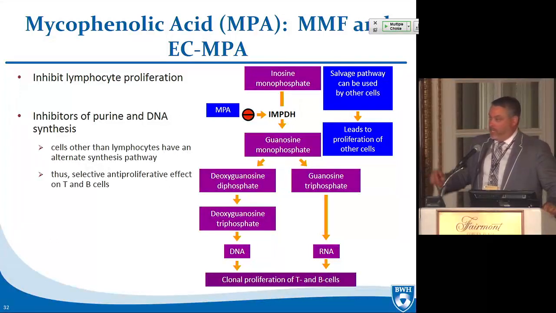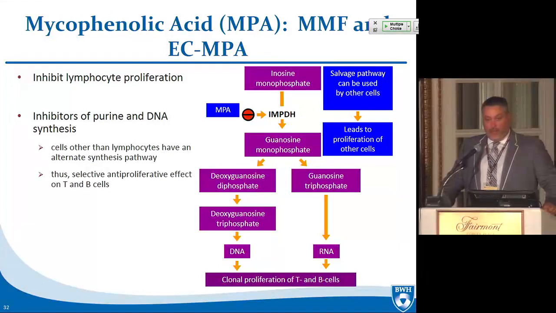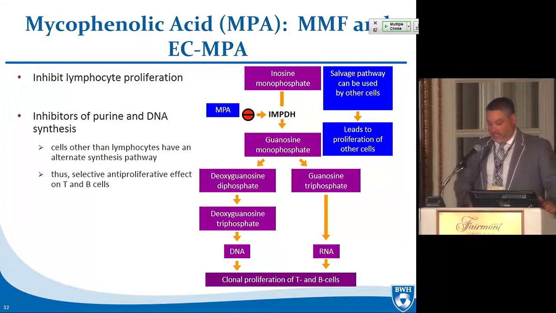It's just that when you inhibit IMPDH in most cells, they'll turn on the salvage pathway to create purines. T and B cells don't have a salvage pathway. And so it's very specific for T and B cells, unlike azathioprine, which just gets into all cells and does its damage. So one of the benefits of mycophenolic acid is that you get a specific T cell and some B cell anti-proliferative effects.